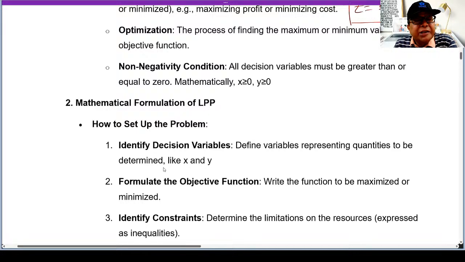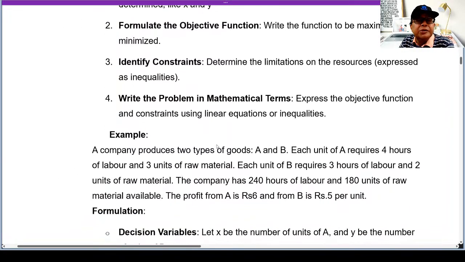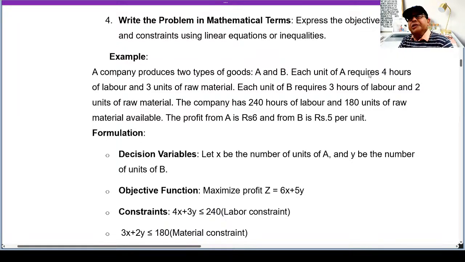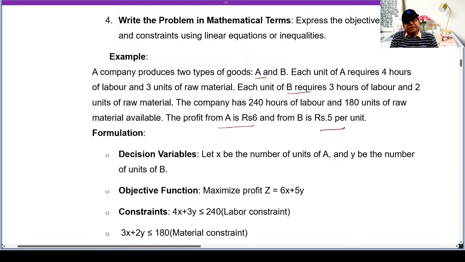When you are forming a linear programming problem, first you have to identify the decision variables, those x and y, those are variables, no? Then you have to formulate the objective function. Then the constraints, you have to write greater than or equal to, or less than or equal to, and write the whole problem in mathematical terms. Like for this one: a company produces two types of goods, A and B. Each unit of A requires 4 hours of labor and 3 units of raw material. Each unit of B requires 3 hours of labor and 2 units of raw material. The company has 240 hours of labor and 180 units of raw material. The profit from A is rupees 6, and from B, rupees 5. You have to formulate this as a linear programming problem.